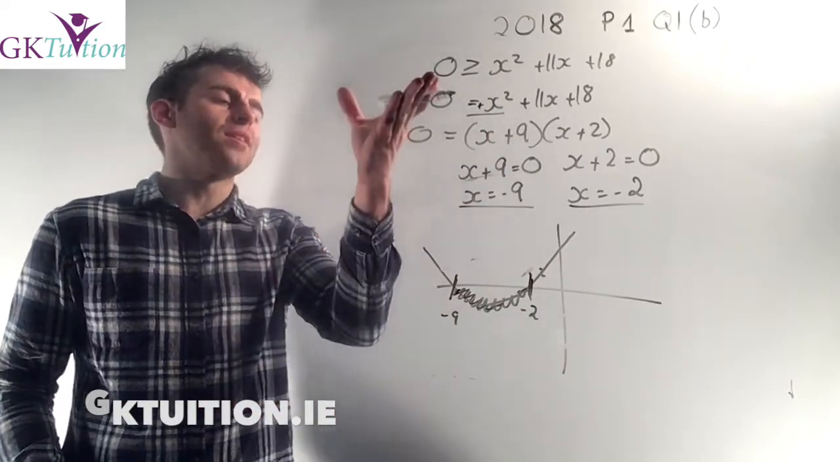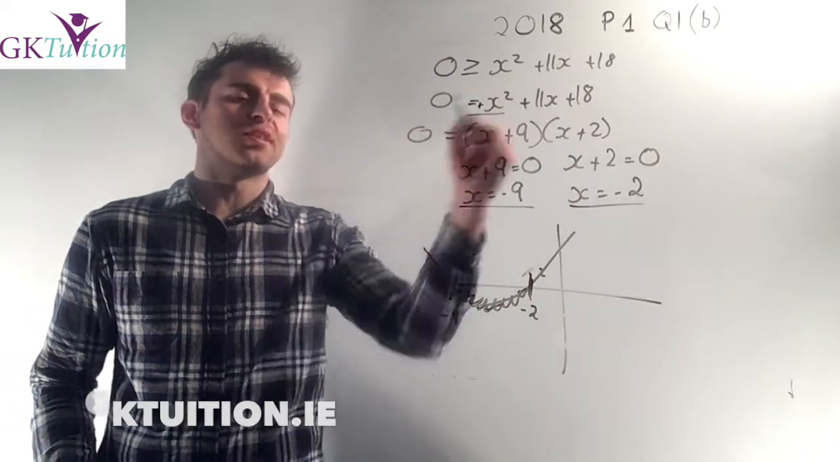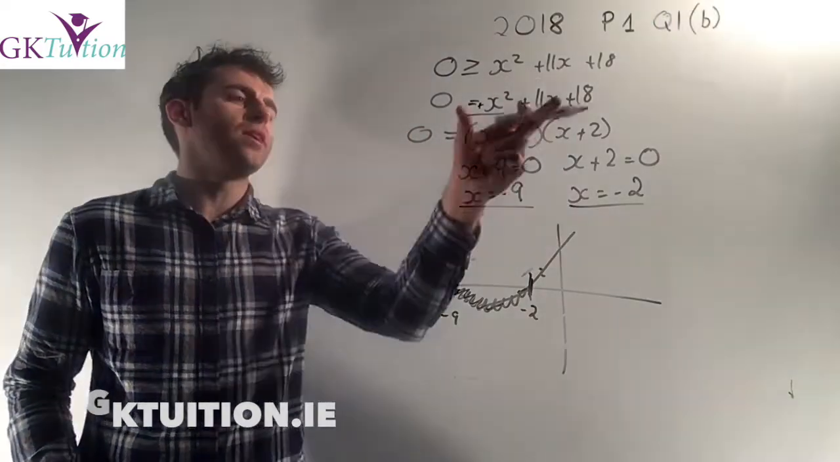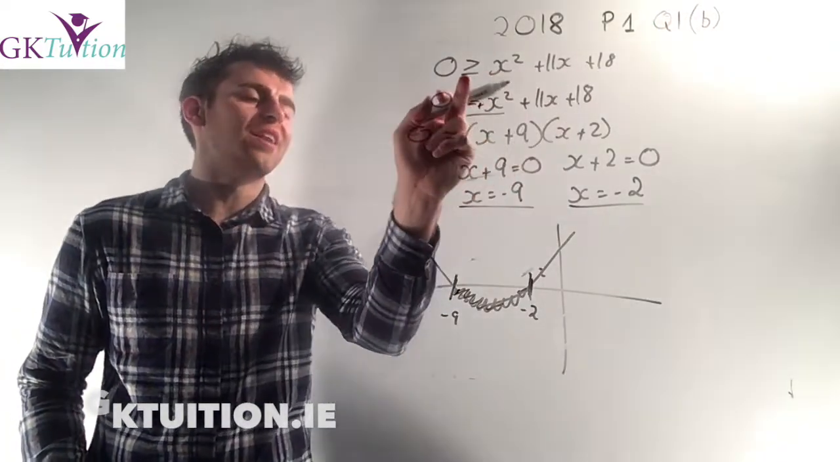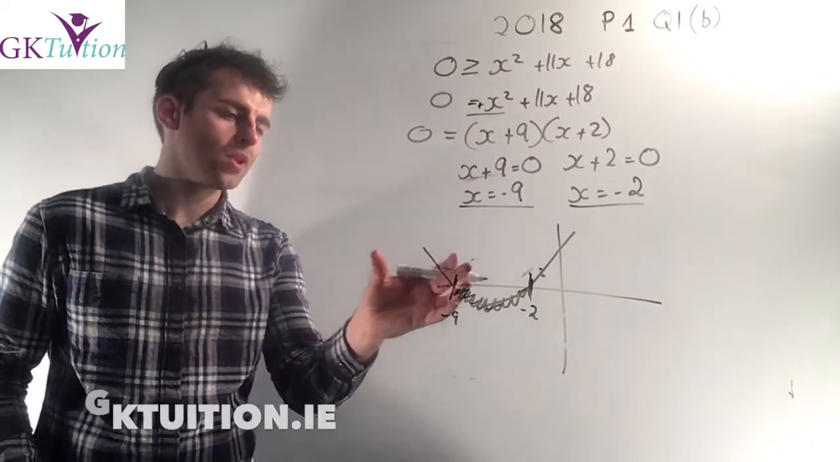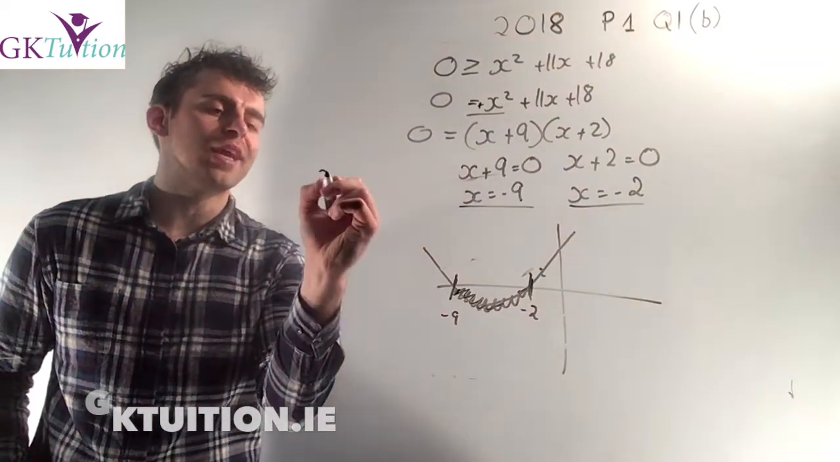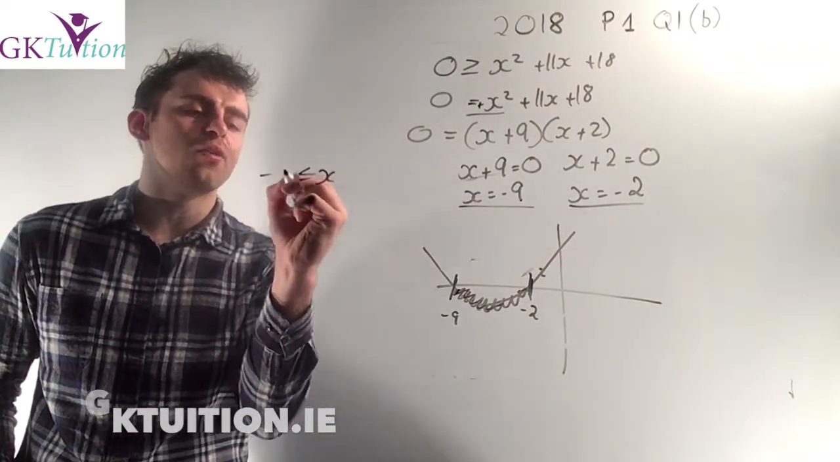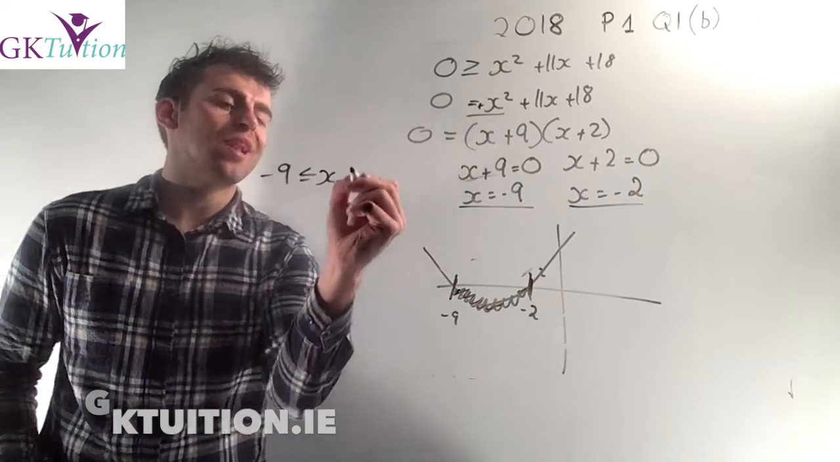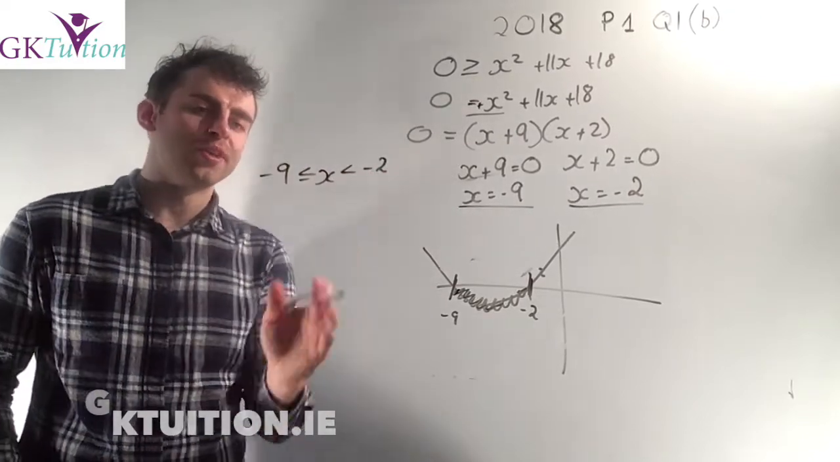Now you refer back to the last line where you had an inequality, which is this one. The last time I had an inequality, the question is, when is the quadratic less than or equal to 0? In other words, when is this curve below the x-axis? This curve is below the x-axis when x is greater than or equal to minus 9 and when x is less than minus 2. So it's here.